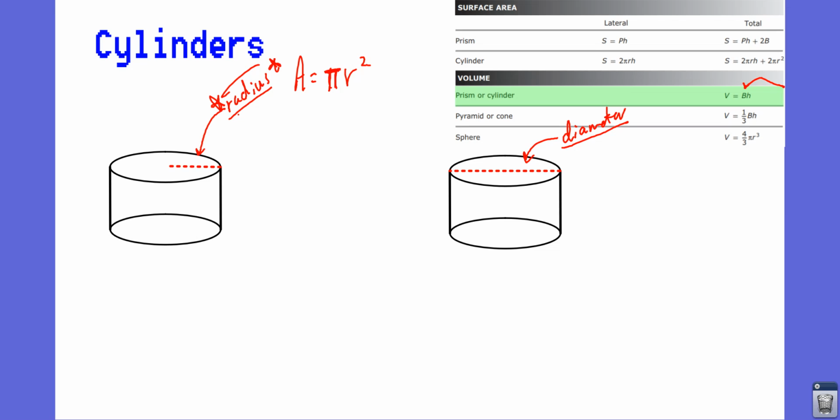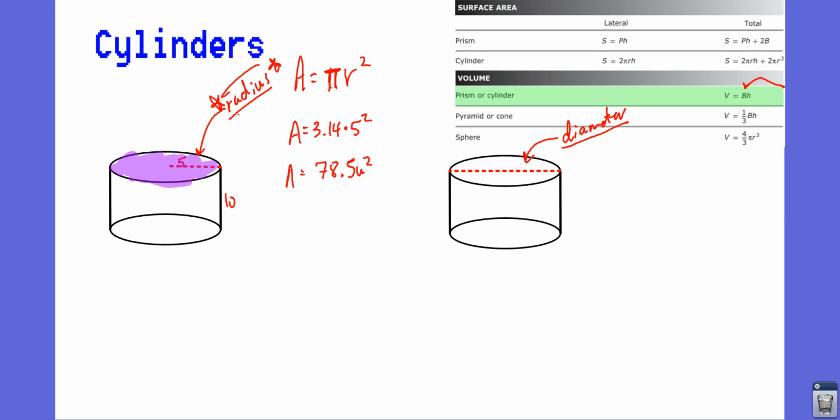So let's say that the radius in this one measures 5, and this is 10 units tall. Let's go ahead and pull up a calculator and do 3.14 times 5 times 5. So we get 78.5 for the area. So that was 3.14 times 5 squared. Area equals about 78.5 square units. So what we just did was we found the area of the circle.